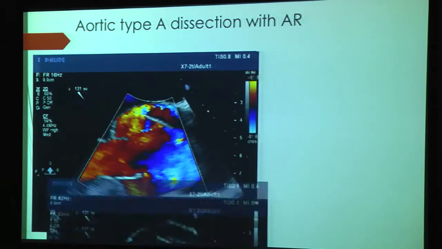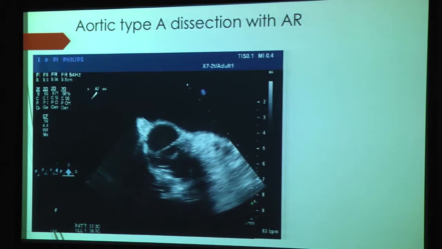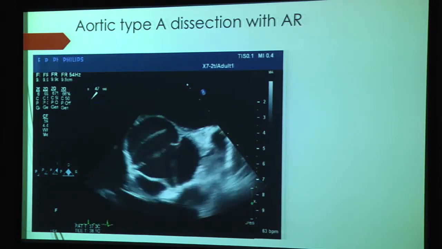This is quite important. So we took some measurements. This is why it's crucial to do that. And the problem was, even though we saw AR and this valve was not affected by the flap as such, but probably had an intrinsic problem, the diameter of the LVOT was only 1.6 centimeters. The smallest prosthesis we have is 19 millimeters. So this patient was actually not a good candidate for an AVR unless you want to expand the root. So that's an important finding that might guide the surgeon in his proceedings.